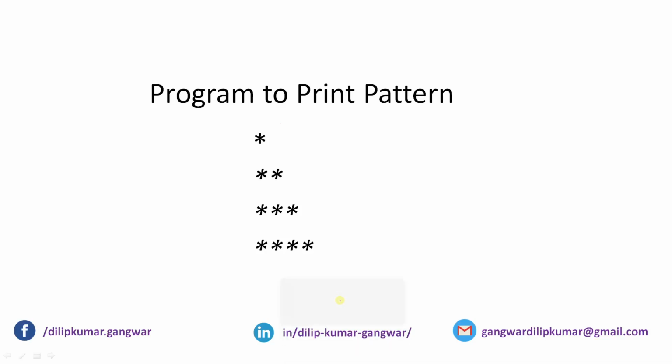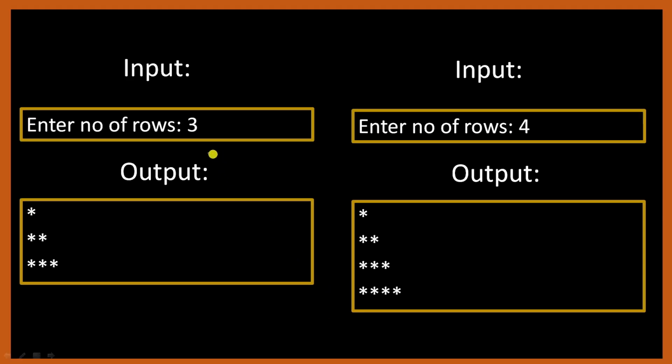Hello everyone, in this video we will see one of the C programs to print a particular type of pattern. So let's see what the question is. Basically, you will be given an input and you have to print a pattern based on that input. We have seen one question based on patterns in my previous video, so you can check out that video. Now let's see this question.